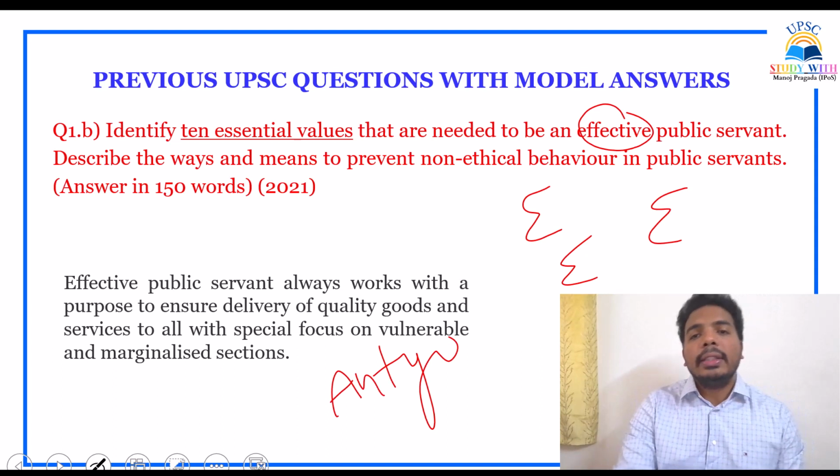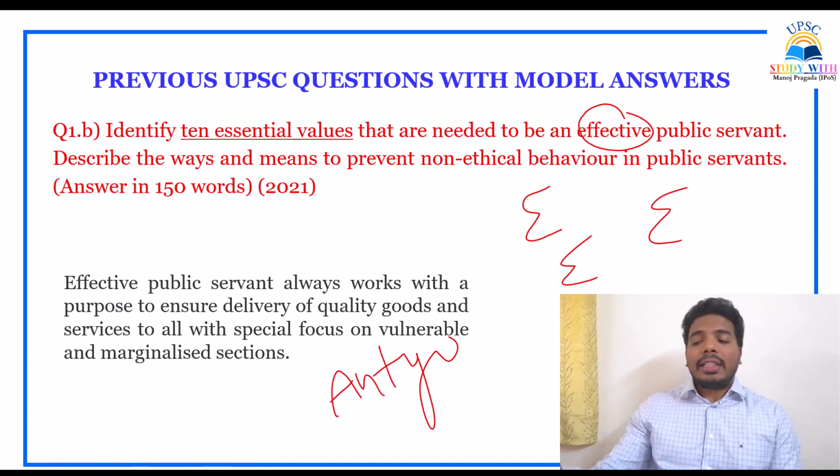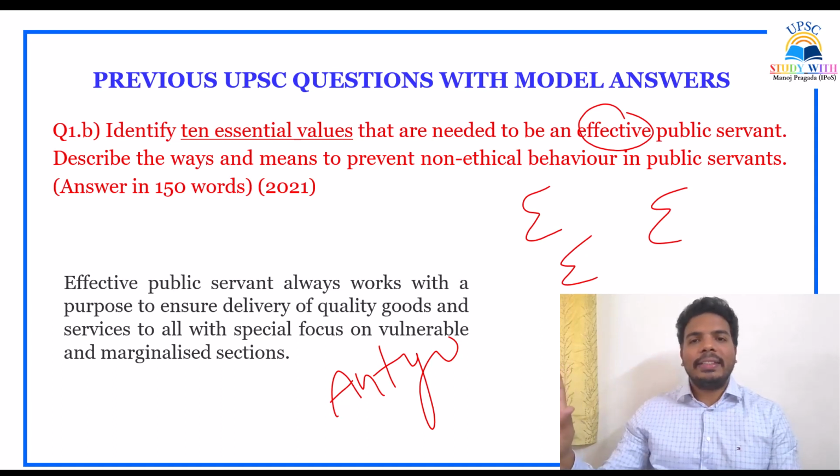What is Antyodaya? Antyodaya is the last mile, the last person in the last row. If he is benefited, then we will assume that all other people would have been benefited. That is the concept of Antyodaya, and that is the duty of an effective public servant. He should ensure that whatever public money is spent is being utilized properly, and all the beneficiaries are enjoying the benefits of that expenditure.